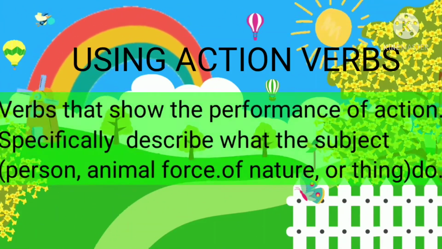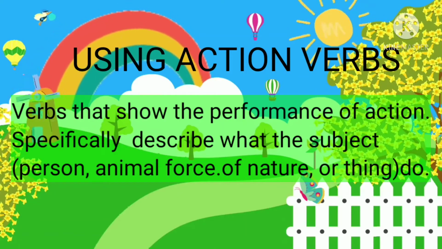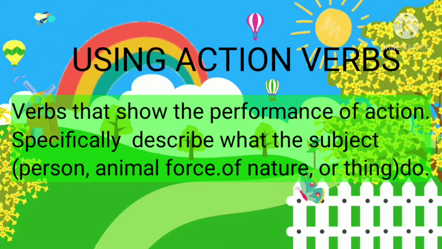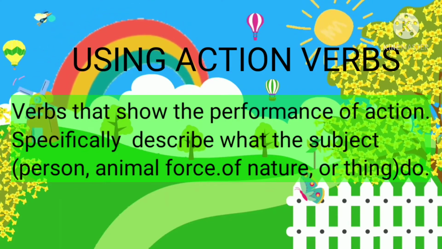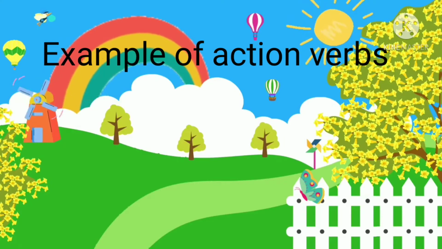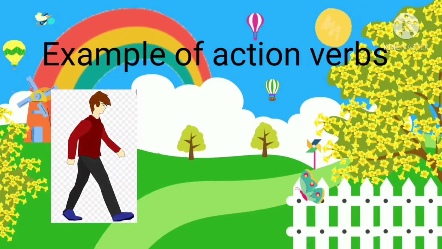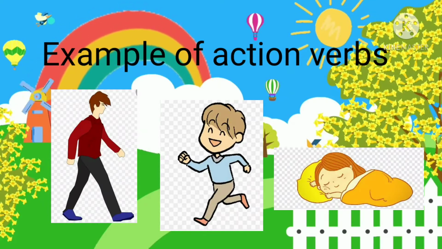Using action verbs. Action verbs are verbs that show the performance of action. They specifically describe what the subject is doing. The subject can be a person, animal, or a thing. Examples of action verbs are walk, run, sleep, and so on.